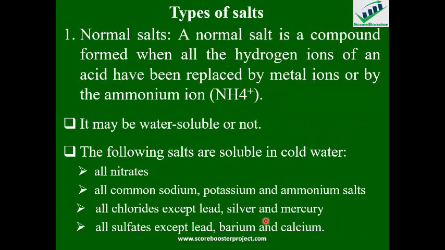So from there we go to what are the types of salt. We have many types of salt. Number one is the normal salt. As the name implies, something is normal. It doesn't have excess of anything, just balanced. So a normal salt is a compound formed when all the hydrogen ions of an acid have been replaced by metal ions or by ammonium ion.